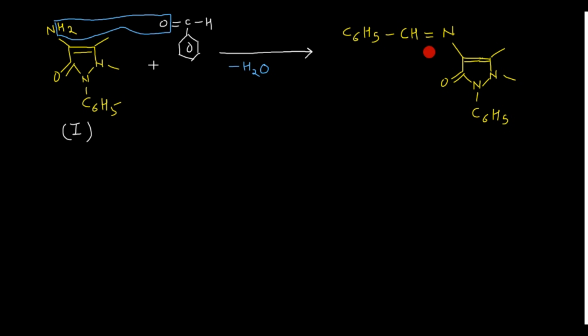So I can write this as intermediate 2. In this intermediate 2, I have written this phenyl ring as C6H5, and this is the CH which remains just like that, and this is the double bond here, connected with this nitrogen, and then the remaining part of the system. This is something very important which you should know.